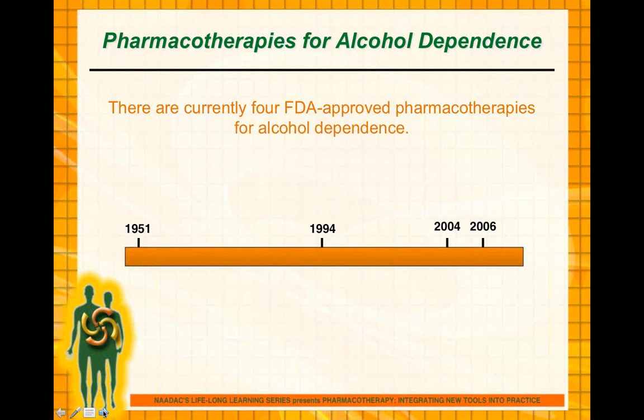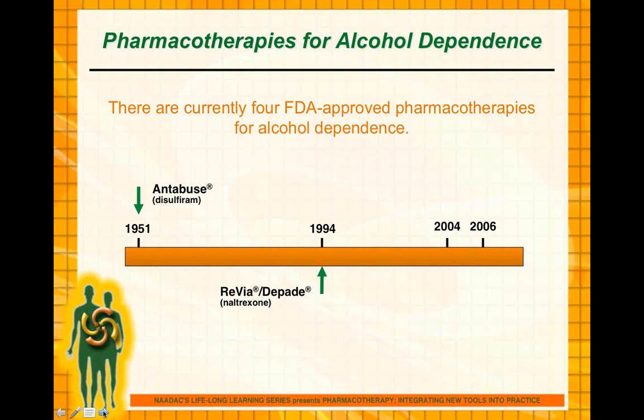So the 4 FDA-approved pharmacotherapies, here's what you guys have all been waiting for. What are they? The first one came out in 1951, called Antabuse, also known as disulfiram. And you can see a big, giant gap from 1951 until our next medication came out, which was naltrexone. Its marketing name is Revia or Depade. It's in generic status now, so there's a lot of different companies that sell it. Those are 2 of the most common.